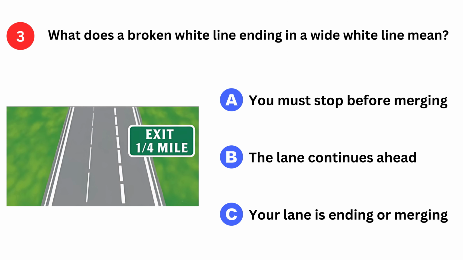What does a broken white line ending in a wide white line mean? Option A. You must stop before merging. Option B. The lane continues ahead. Option C. Your lane is ending or merging.